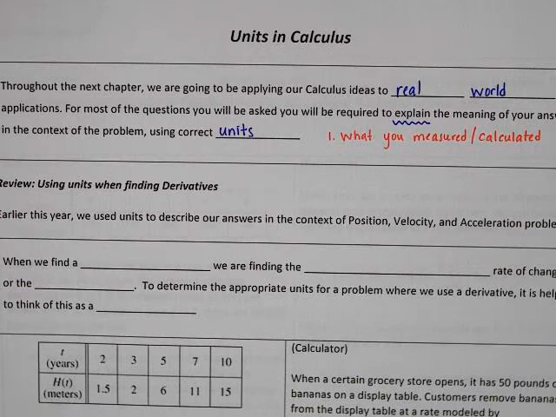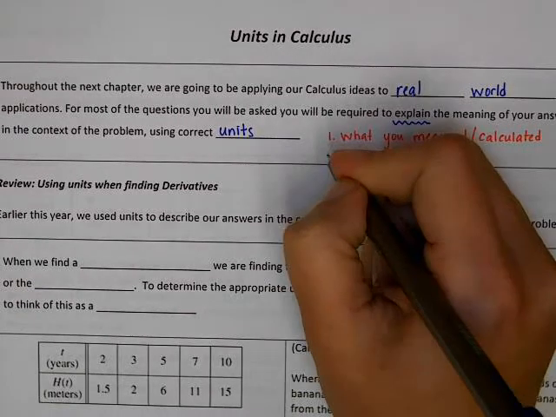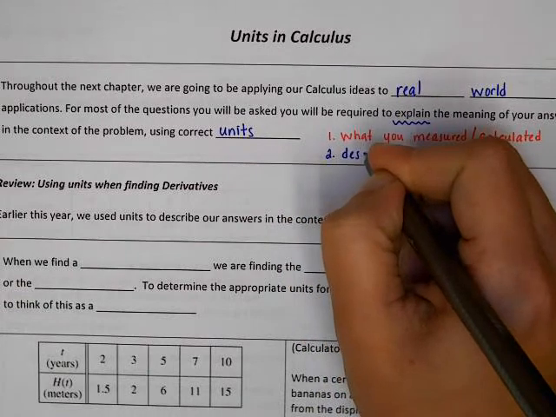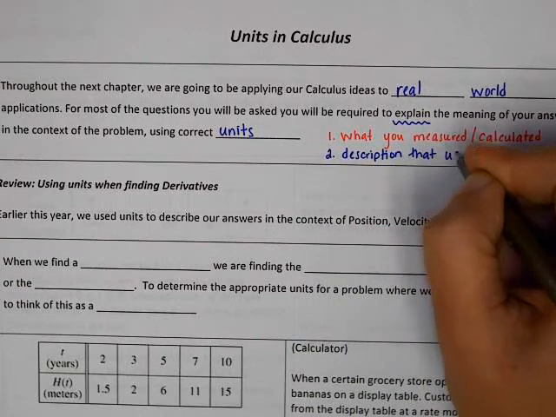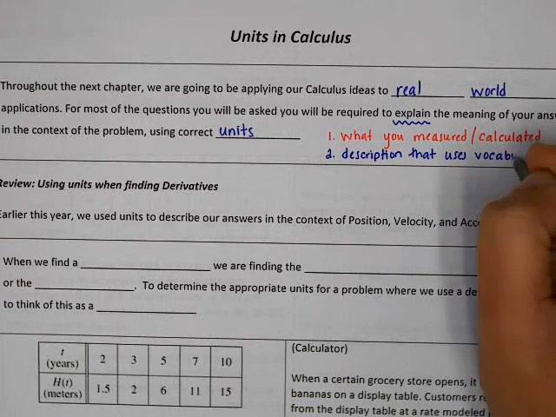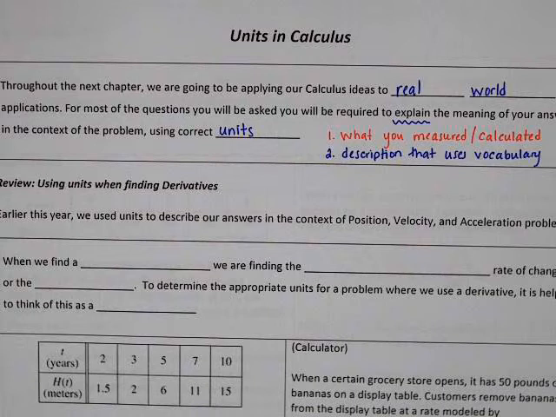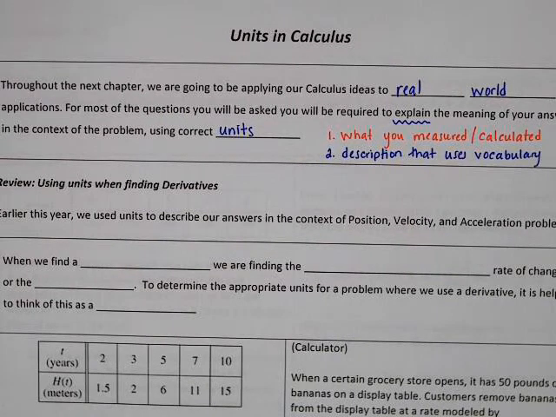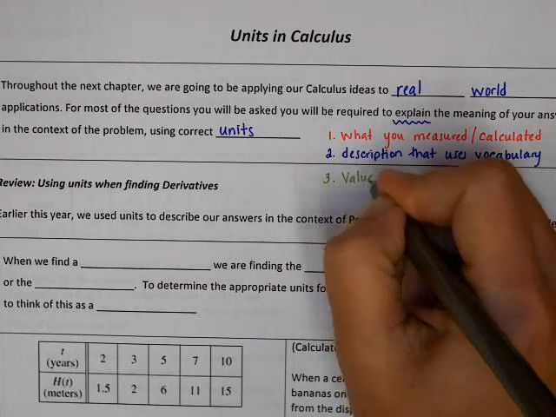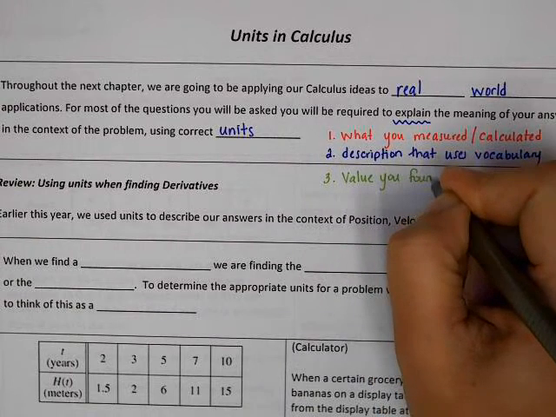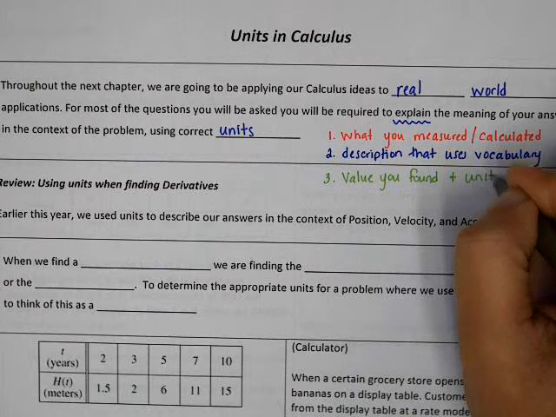The second part of the explanation needs to include a description that uses vocabulary. So for example, if you're finding a derivative, that vocabulary might include the word increasing or decreasing, because derivatives tell me if a function is increasing or decreasing, in other words, if they have a positive or a negative slope. And the third component needs to be the value you found and the units that are appropriate.